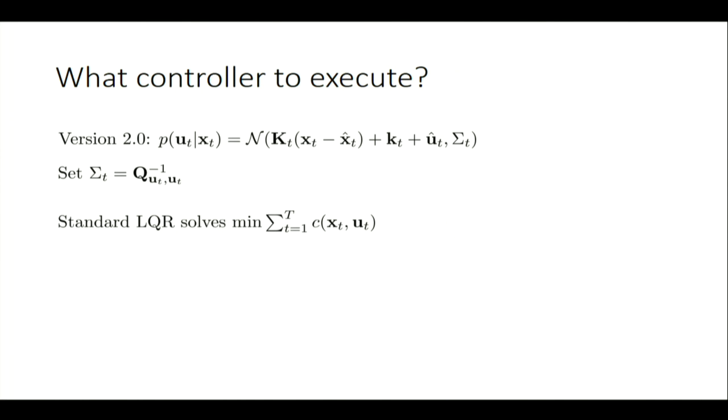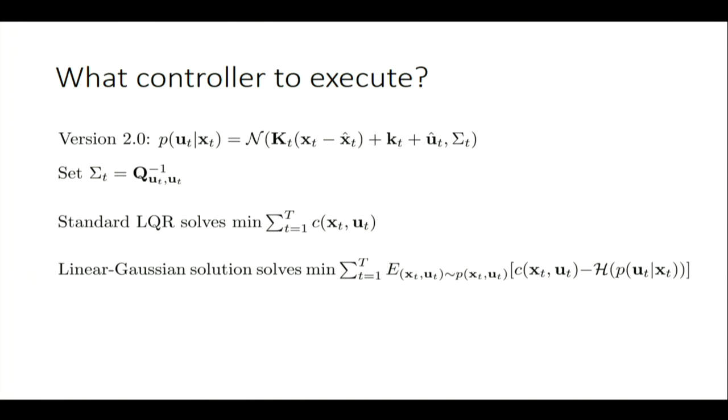There's actually a mathematical formalism that tells you what exactly we're doing when we set the covariance like this. So standard LQR solves, of course, the minimal cost problem. So it tries to minimize the cost of your trajectory. If you use a linear Gaussian controller of this form with the covariance set to QUU inverse, what you're actually doing is you're finding the optimal solution to a slightly different control problem, a control problem where you're minimizing the expected cost minus the entropy. So this is a maximum entropy controller. It's the controller that has the largest entropy while minimizing the cost.